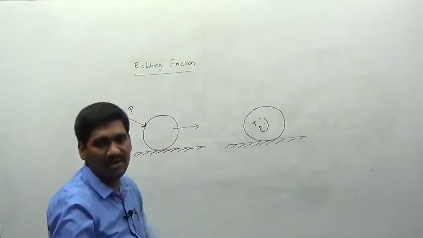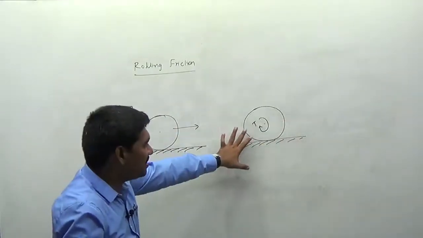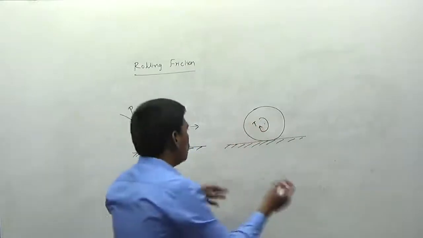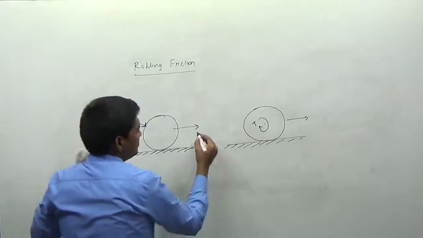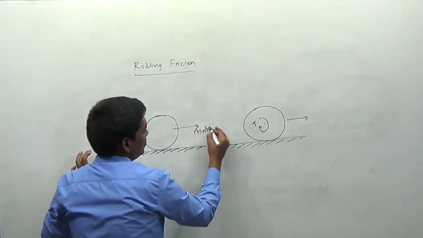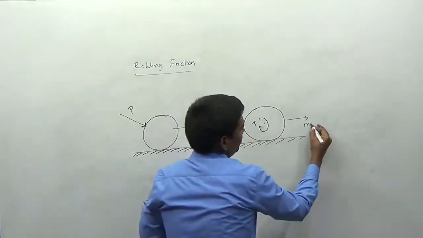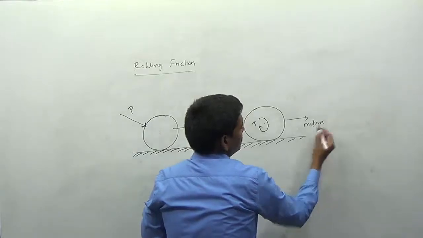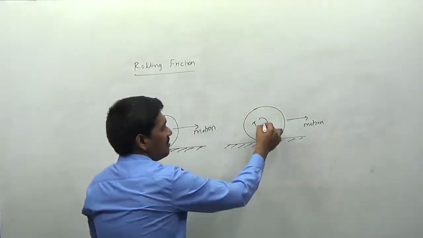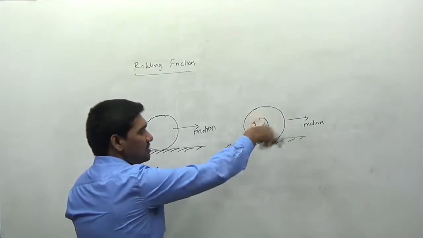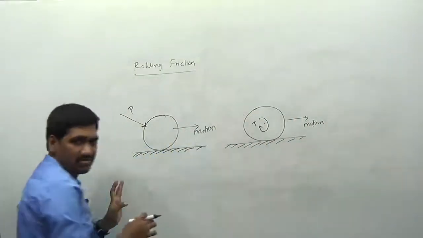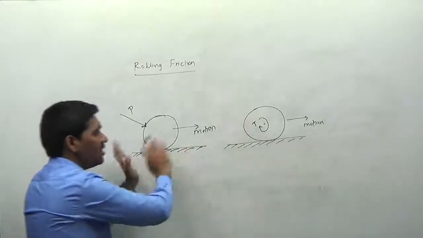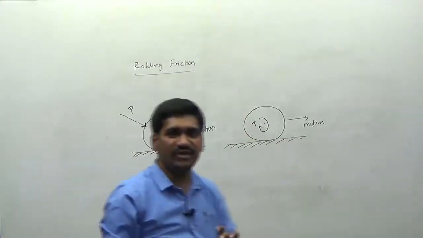With the help of a torque I am rotating the wheel here. If you rotate the wheel with the help of a torque, then also the body will move in this direction. This is called the direction of motion. This is a torque I am applying at its center. Due to this torque it is moving towards the right, and due to the applied force it is also moving towards the right. So now, if you draw the free body diagrams, what becomes the direction of friction?